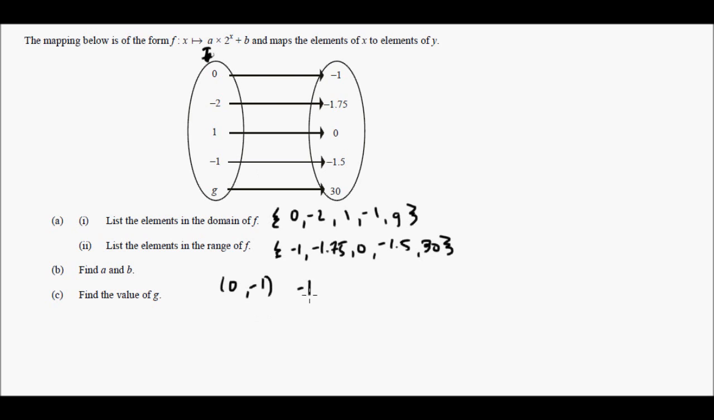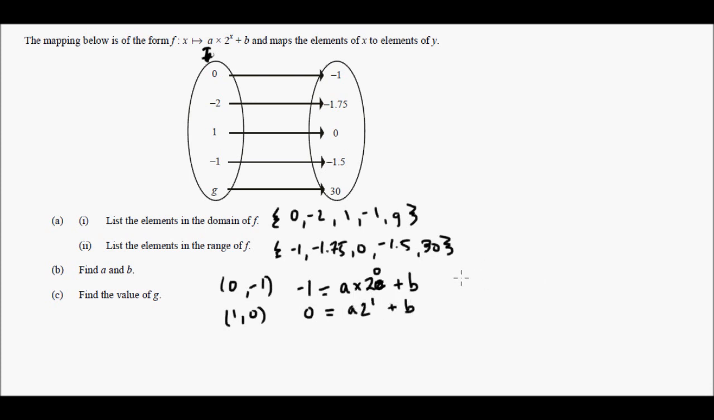So I would get negative 1 equals a times 2 to the 0 power plus b. Okay, and then let's take this one because that's a nice easy one. The point (1, 0). And so then we're going to have 0 equals a times 2 to the first power plus b.